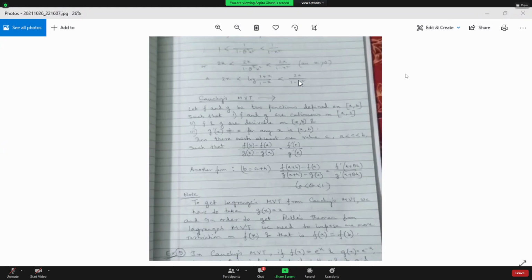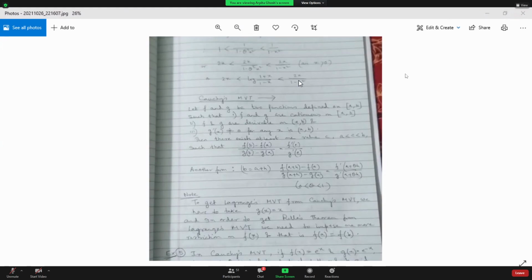Next comes Lagrange's mean value theorem. Lagrange's mean value theorem, also known as mean value theorem. So mean value theorem is what? First and second condition of Rolle's theorem are there. In that case, at least one point c must be there in between the endpoints where the derivative of the function is equal to fb minus fa by b minus a. That is Lagrange's mean value theorem. fb minus fa by b minus a equal to f dash c, where c lies between a and b.